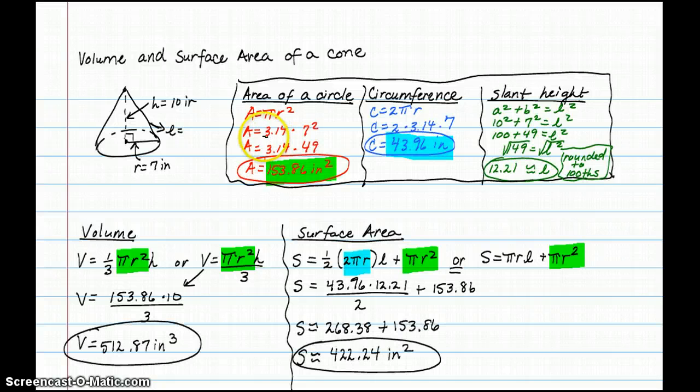Your area of a circle is 3.14 times r squared, which is 7 squared, which is 49. Those multiplied together is 153.86 inches squared. Your circumference is 2 pi r, so 2 times 3.14 times 7, which is the radius, which is 43.96 inches. Your slant height is 10 squared plus 7 squared equals L squared. You go through the process, you come up with approximately, it's the square root of 149, which is approximately 12.21. You substitute those values in, and volume is 512.87 inches cubed, and surface area is approximately 422.24 inches squared.